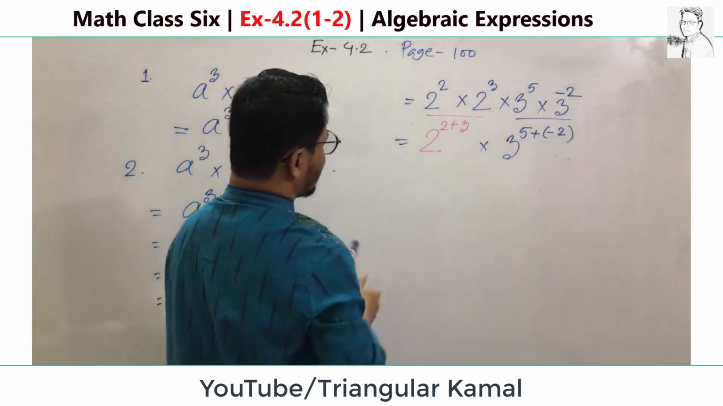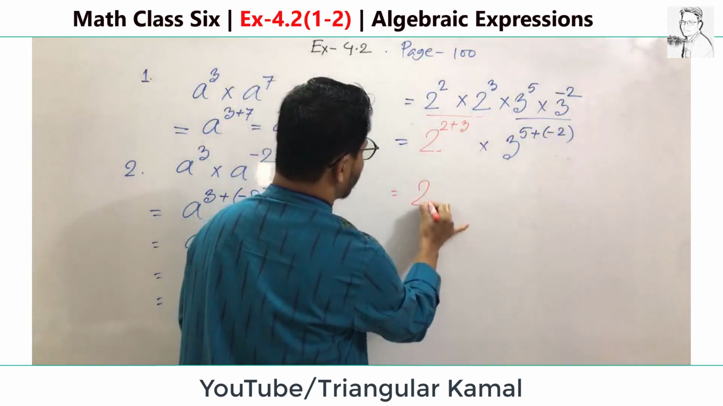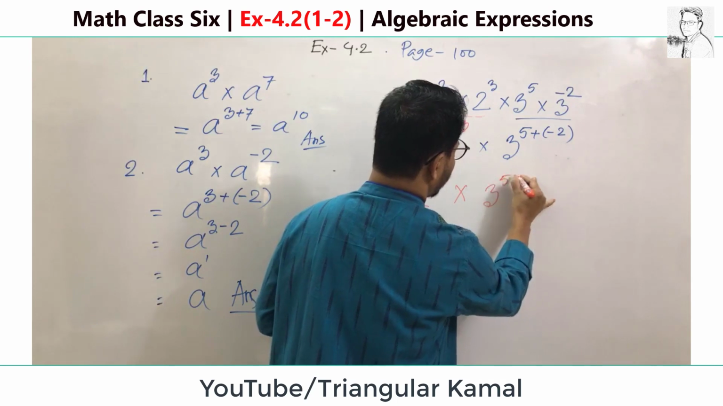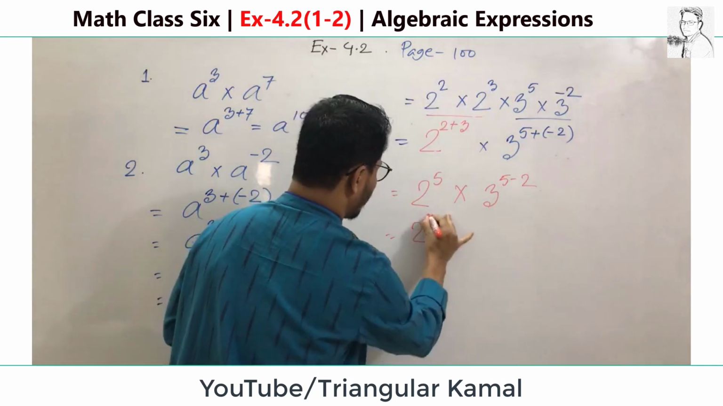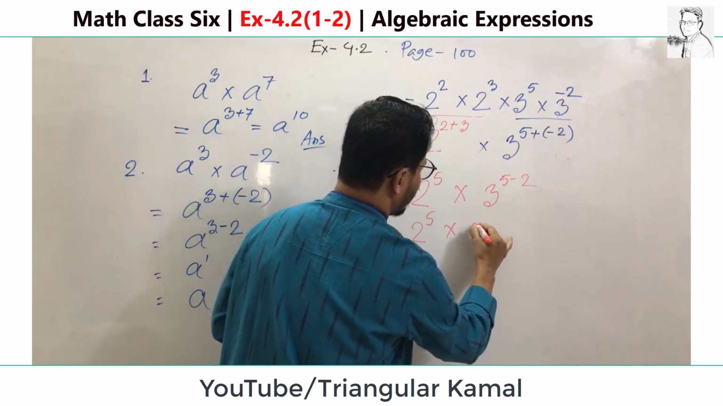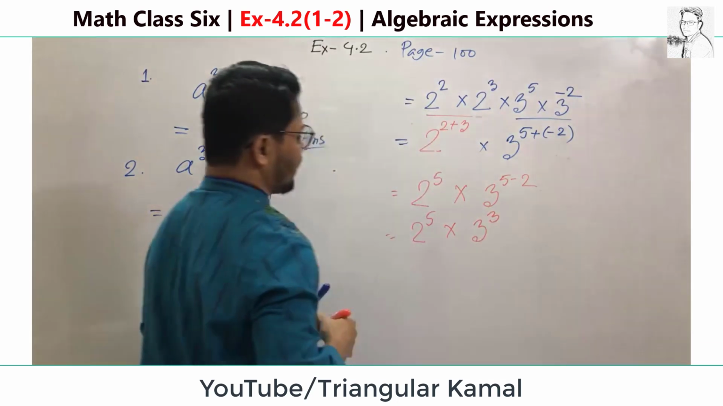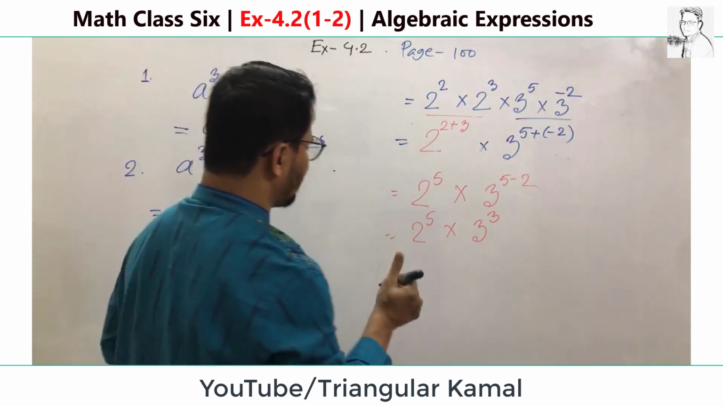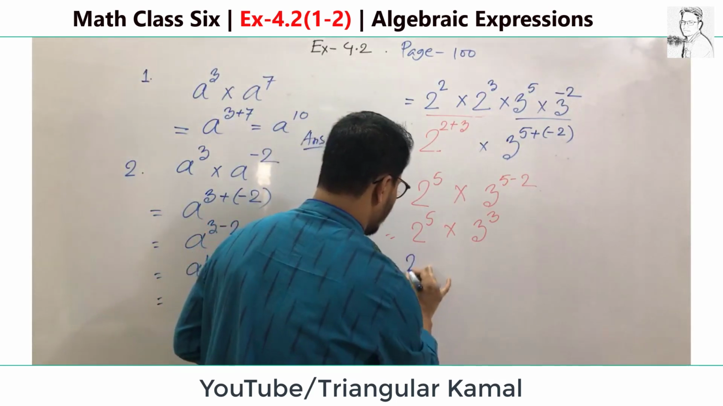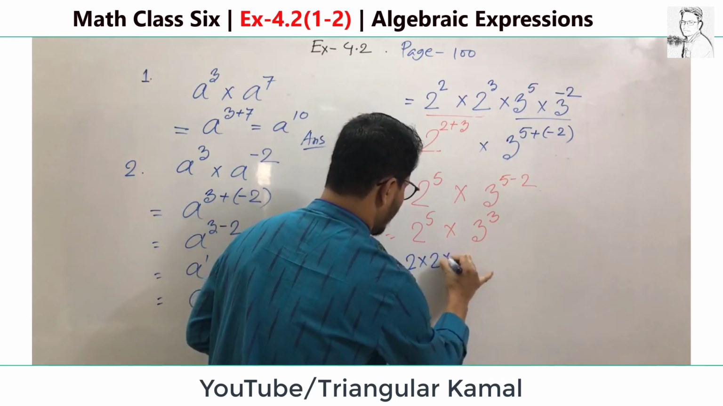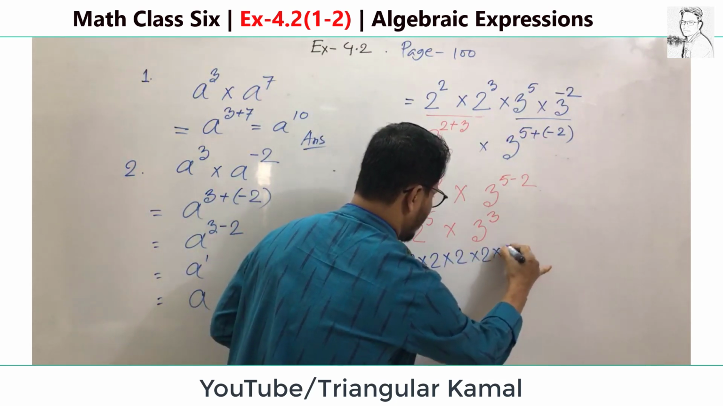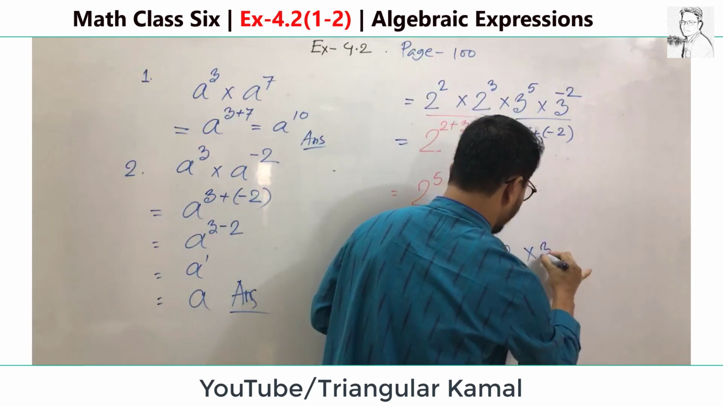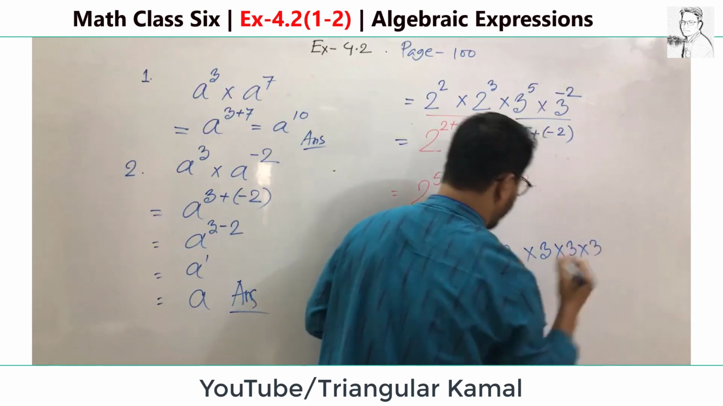So now, here we can write the first one, 2 to the power 5 multiply with 3 to the power 5 minus 2. Now this is 2 to the power 5 multiply with 3 to the power 3. Now what will be the final result? What will be the final result if we multiply here 2 to the power 5, 2 multiply 2 multiply 2 multiply 2 multiply 2, and then 3 to the power 3, 3 multiply 3 multiply 3.